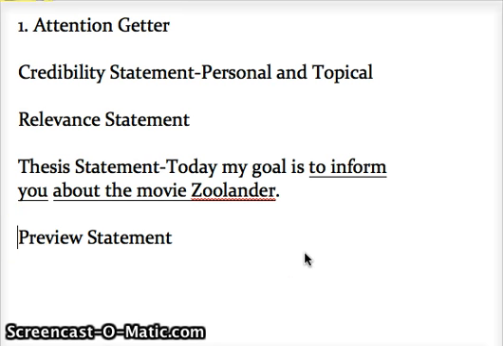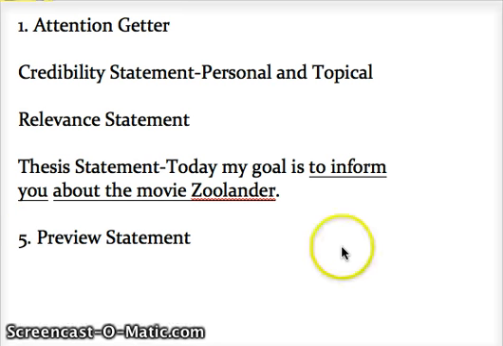The last part of your introduction that always should be last should be your preview statement, all right? Again, it doesn't make sense to have your preview statement before the end of your introduction. Until you've gotten our attention, established why you're a credible source, established why we should even care about your topic, and told us specifically what your goal is, why do we care what the rest of your speech is about? It doesn't make sense, right?